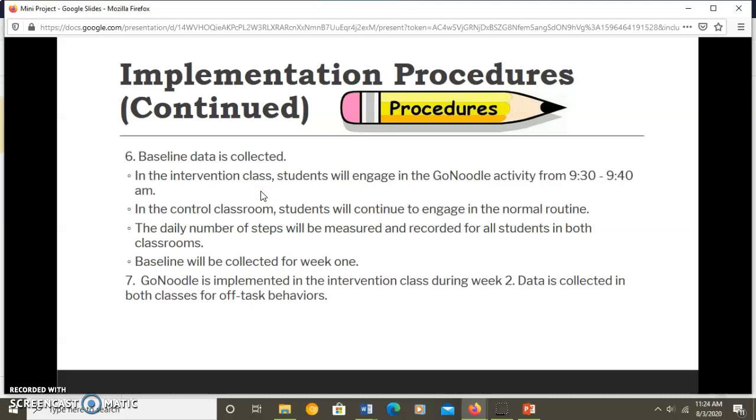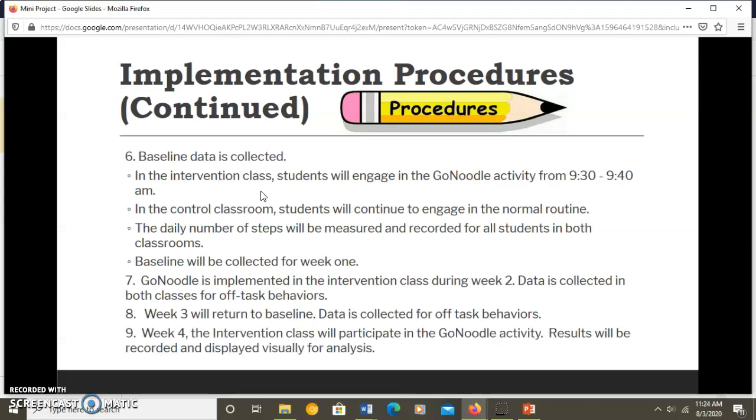Number 7, step 7, Go Noodle is implemented in the intervention class only. During week 2, data will be collected in both classes for off-task behaviors. Week 3, we'll return to baseline. No intervention will be given in either class, and data will be collected for off-task behaviors.